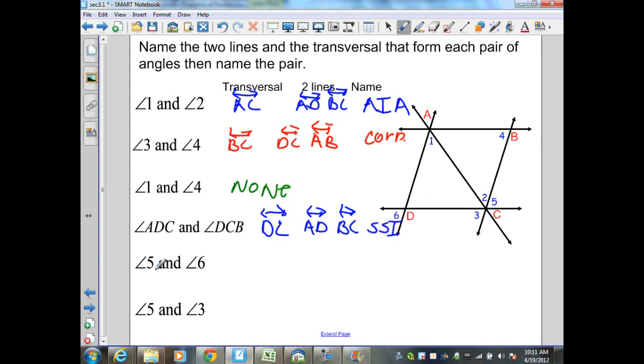Our next pair, 5 and 6. Here is 6. Here's angle 5. Let's see if we can identify a transversal. A line that helps form both of them would be line DC. That's our transversal. The two other lines that help form 5 and 6 are AD and BC.